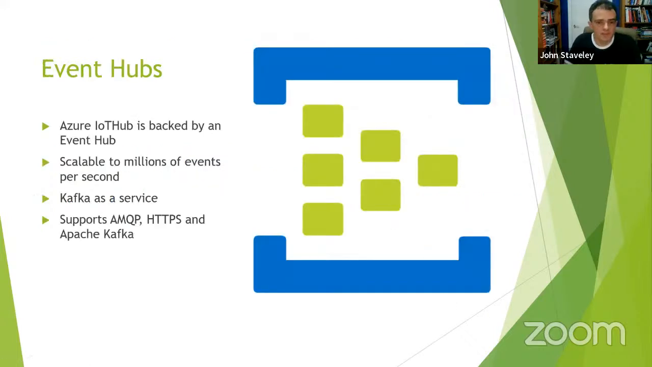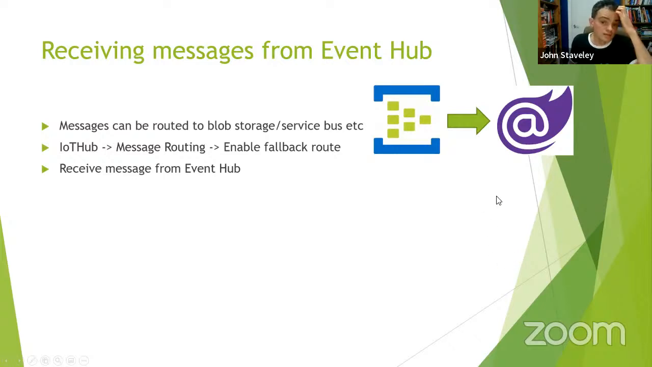The IoT Hub is backed by Event Hubs, which is an industrial strength messaging system. It's scalable to millions of events per second. It's basically Kafka as a service behind the scenes and supports a number of different protocols. And as I've shown, this is how it works. The Event Hub can have subscribers, in this case my Blazor site. I need to disable the default routing so it actually goes somewhere. And in that way, I can receive a message from the Event Hub.